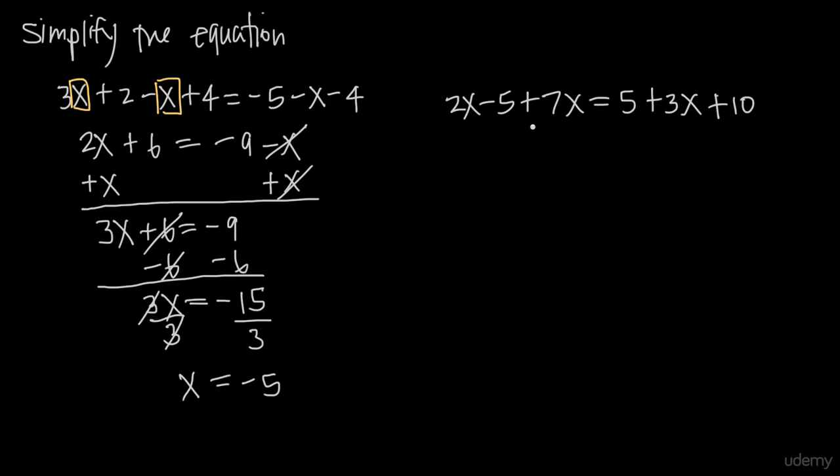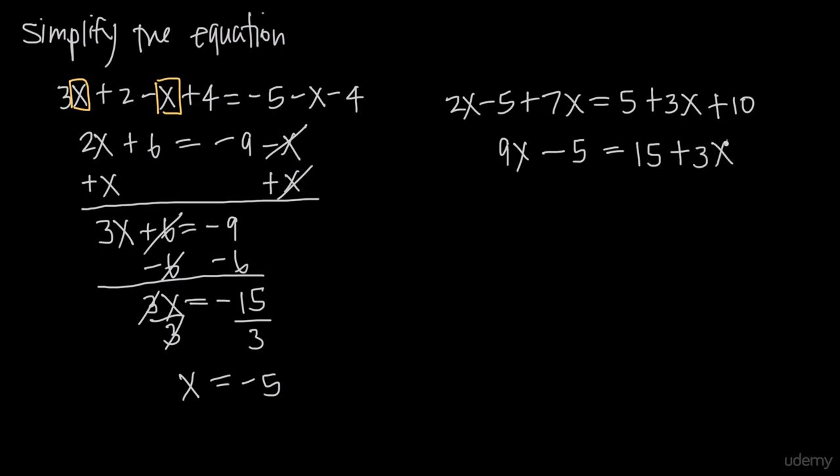So if we look at a second example, over here on the left-hand side, we have a 2x and a 7x. When we add 2x's to 7x's, we get 9x's, so 9x, and then we're just left with the minus 5, the whole number, so that's the left-hand side. The right-hand side, we have a positive 5 and a positive 10. Because those are both whole numbers, they're like terms, and we can combine them to get 15. And then we have this 3x by itself, so plus 3x.